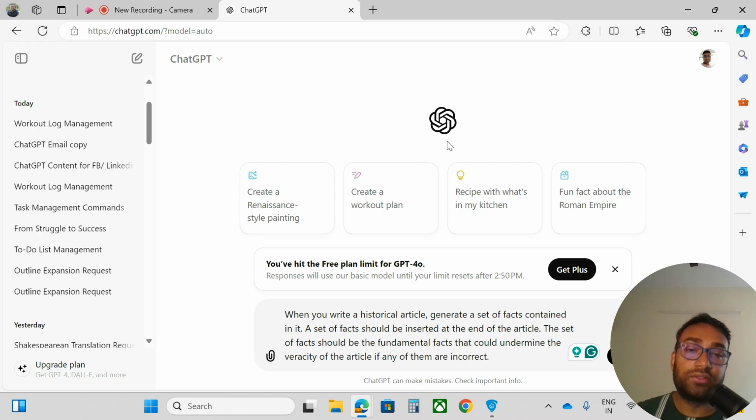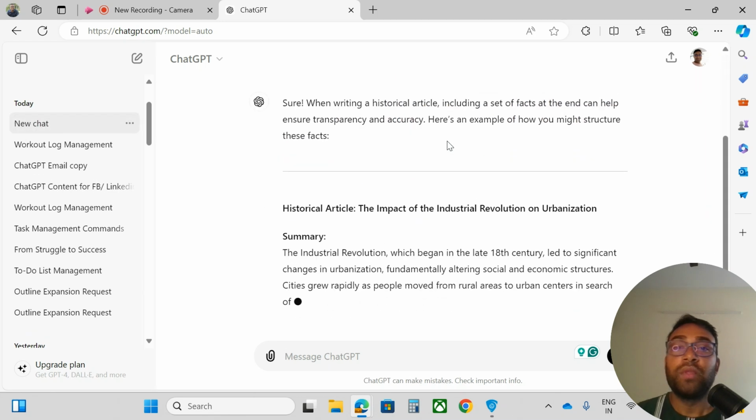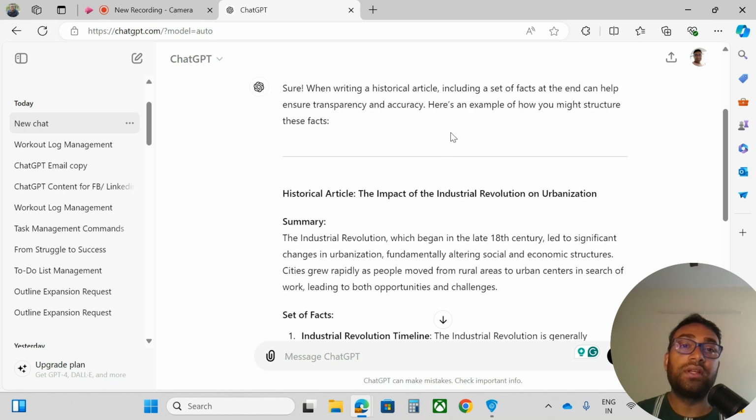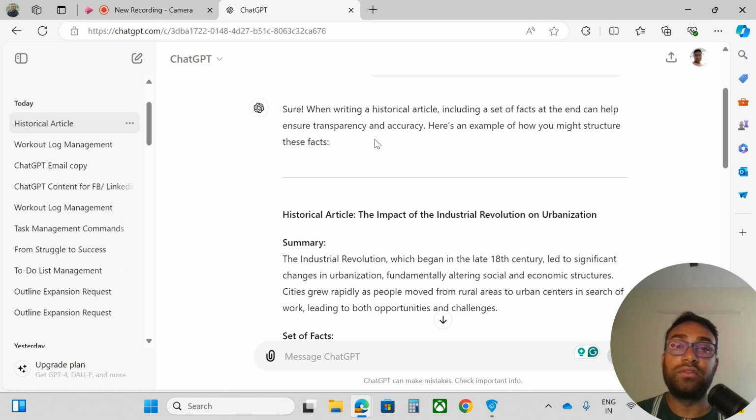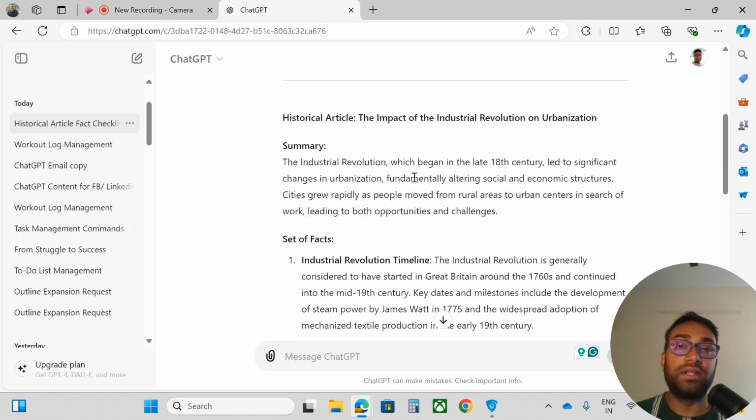So when you write a historical article, generate a set of facts contained in it. The set of facts should be inserted at the end of the article. The set of facts should be the fundamental facts that could undermine the veracity of the article if any of them are incorrect. Okay, so let's press enter. Let's see. "Sure. When writing a historical article, including a set of facts at the end can help ensure transparency and accuracy. Here is an example of how you might structure this." Okay, so it's giving me the detailed information.